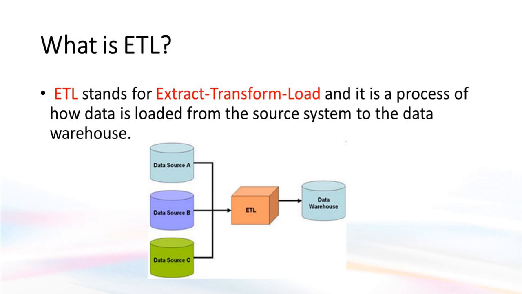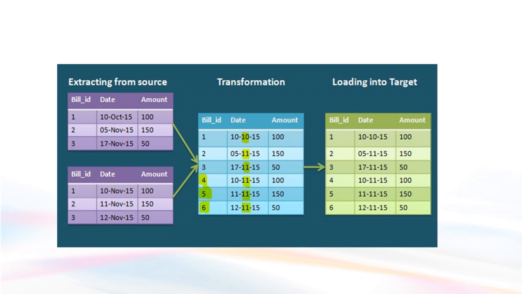So ETL stands for extract, transform, load, and it's the process of how data is loaded from the source system to the data warehouse. The end-to-end process is called the ETL process. Now let us see this example. In this example, I have two tables, and these are the two sources I have. The table is the same, but these two tables are from different sources. So here there are bill ID, date, and amount. I have three different fields, and the second table has the same data: bill ID, date, and amount. Now these are basically the sources.